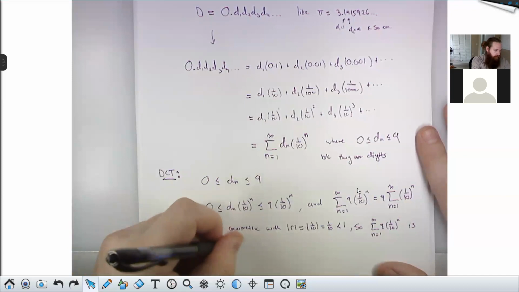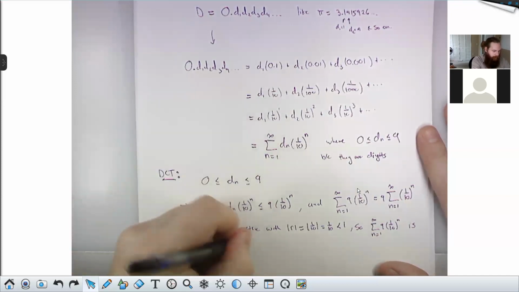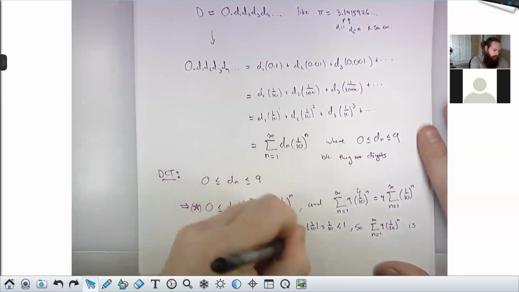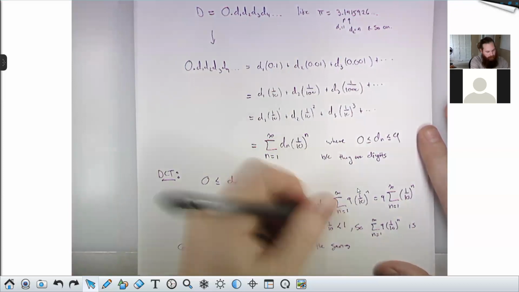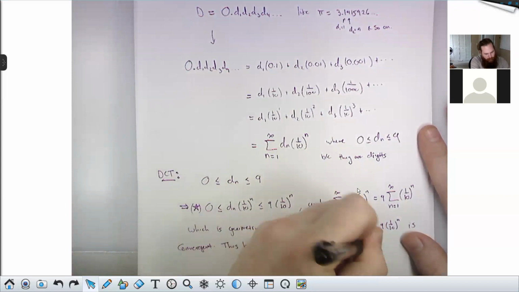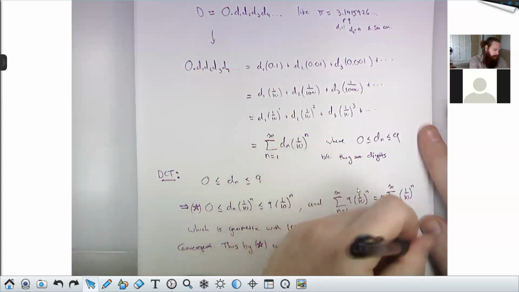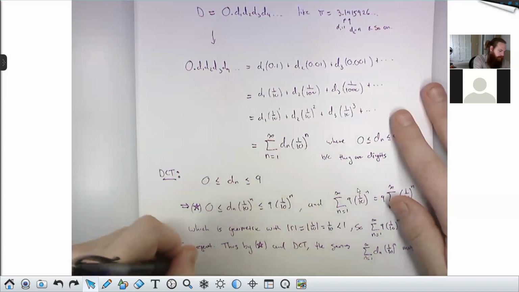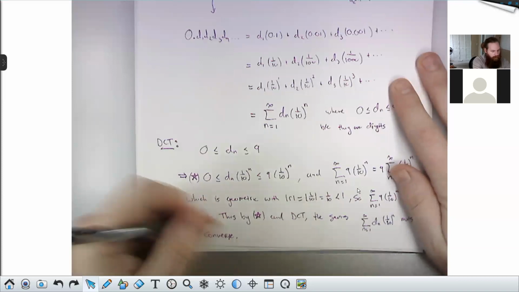Thus, by the inequality here, which I'll call star, and DCT, the series sigma n from 1 to infinity dn times 1/10 to the n must also converge. And that's the end.